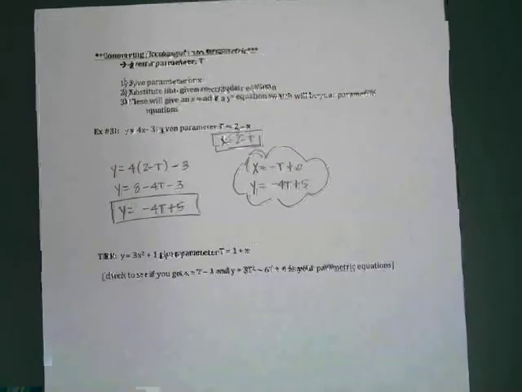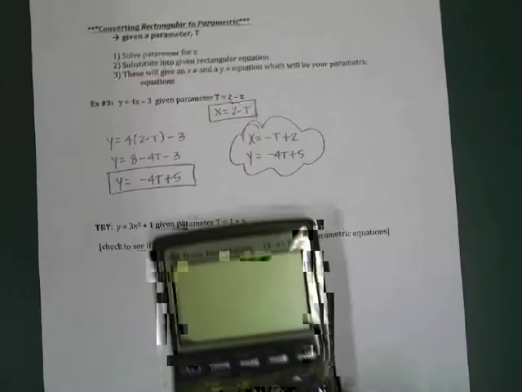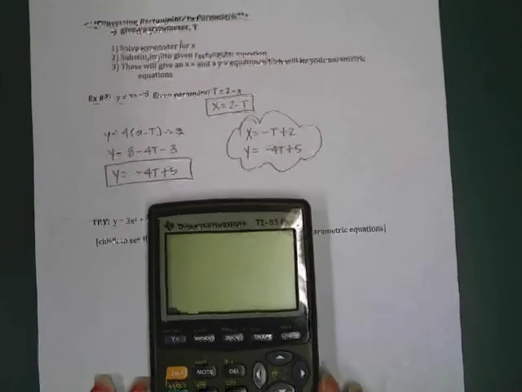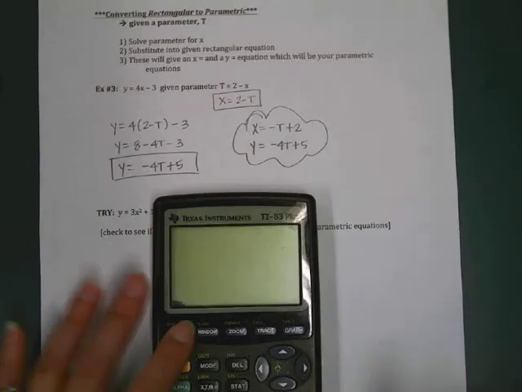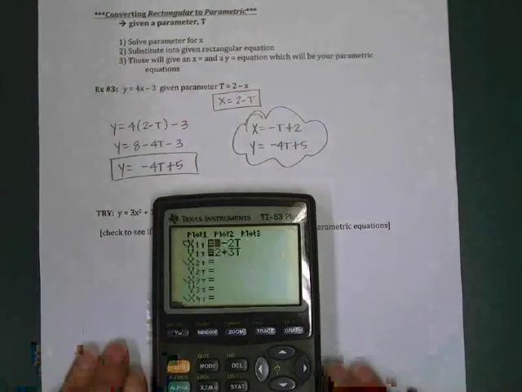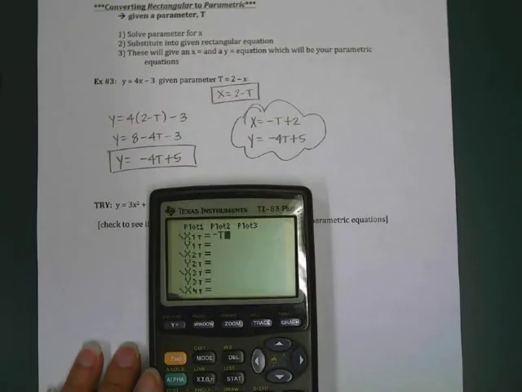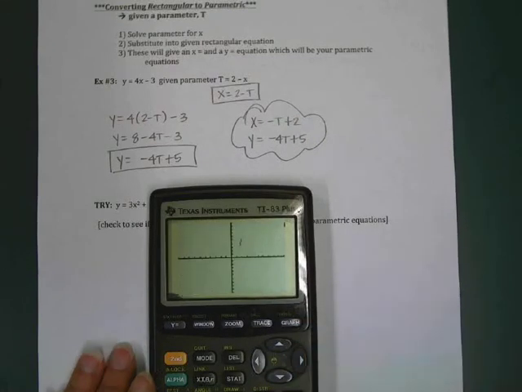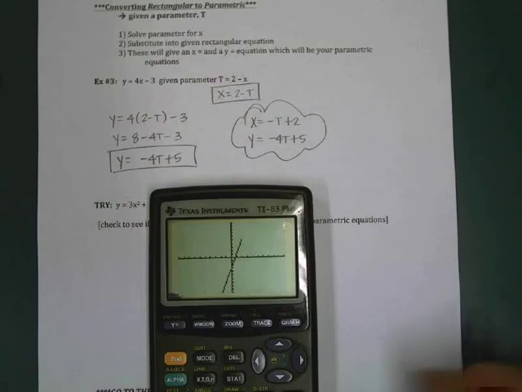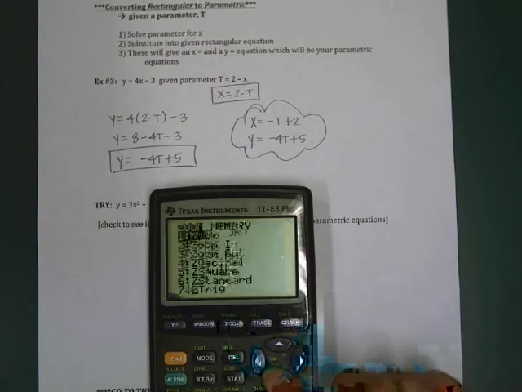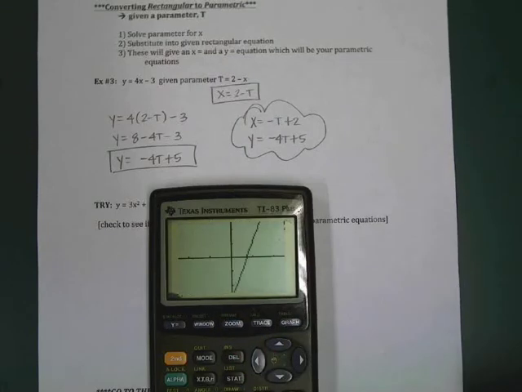So let's go ahead and check that on our calculator by typing in our parametric and see if it's a line of 4x minus 3. So here's our y equals negative t plus 2, negative 4t plus 5, and you graph it. So you want to check, does it cross the negative 3 on the y-axis? So let me just zoom in a little bit so you could see it.